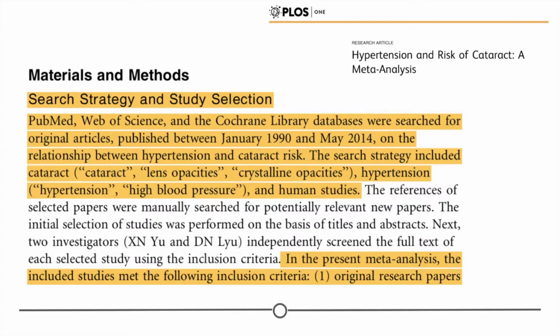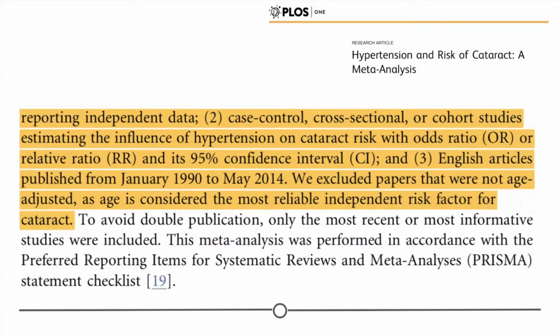In the present meta-analysis, the included studies met the following inclusion criteria. 1, original research papers reporting independent data. 2, case control, cross-sectional, or cohort studies estimating the influence of hypertension on cataract risk with odds ratio or relative ratio and its 95% confidence interval. And 3, English articles published from January 1990 to May 2014. We excluded papers that were not age-adjusted, as age is considered the most reliable independent risk factor for cataract.